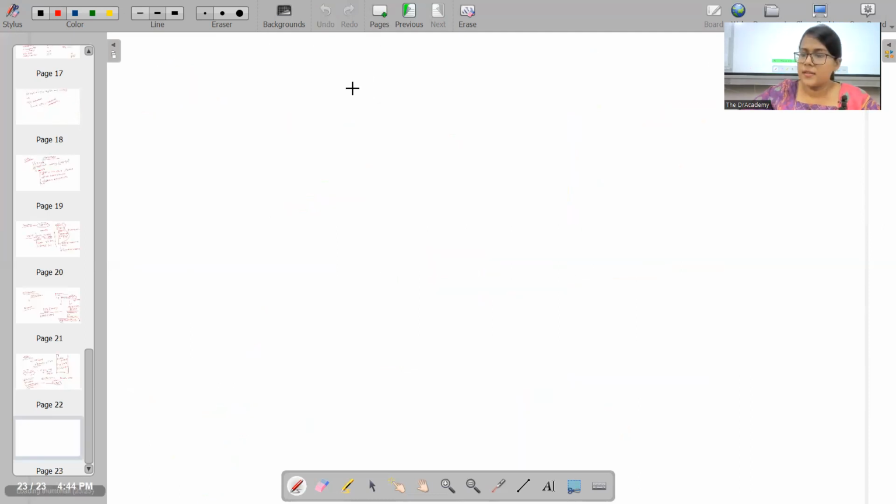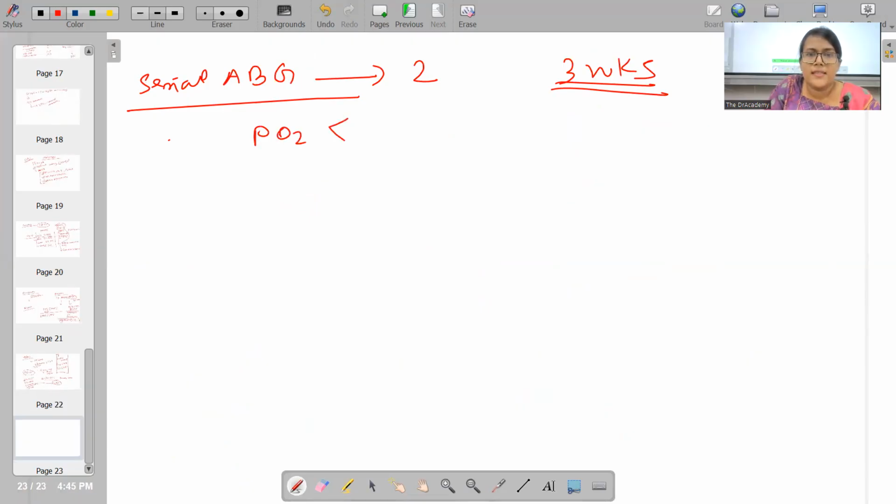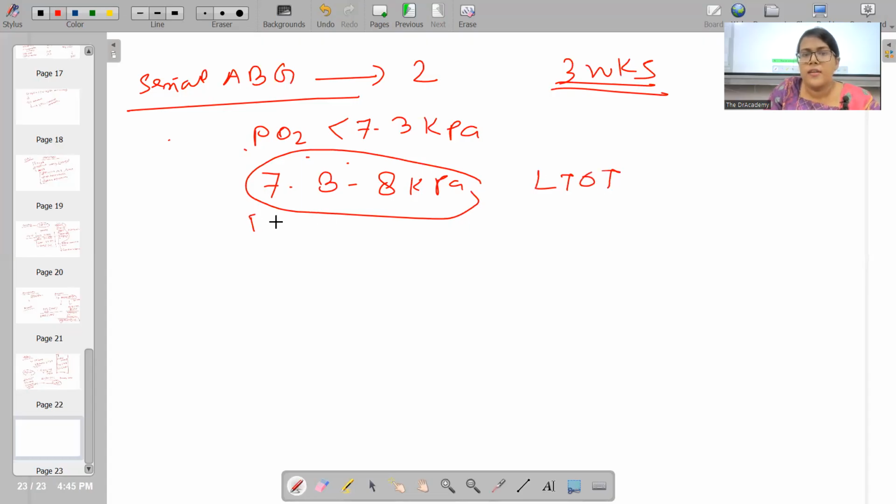Okay, next up, we should go for serial ABG. Serial ABG done on 2 separate occasions, 3 weeks apart, okay, to consider for the LTOT treatment. So on both of these occasions, if the ABG shows that the partial pressure of oxygen is less than 7.3 kilopascal, then you can go for LTOT treatment. And if the patient's partial pressure of oxygen is within 7.3 to 8 kilopascal, in that case, you can also consider LTOT if the patient is having any one of the following.